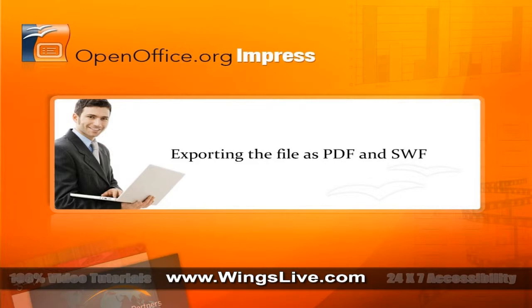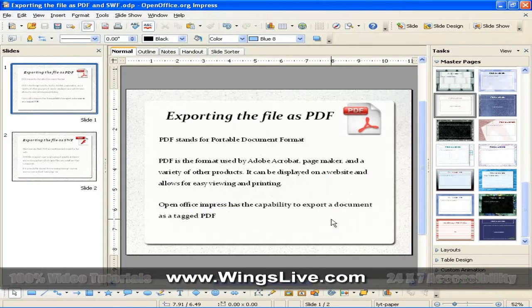Exporting the file as PDF and SWF. In earlier lessons, we came across applying animations and slideshows. Now here we are going to discuss sharing the presentation through different means. OpenOffice Impress has the capability to export a document as a tagged PDF and SWF format.